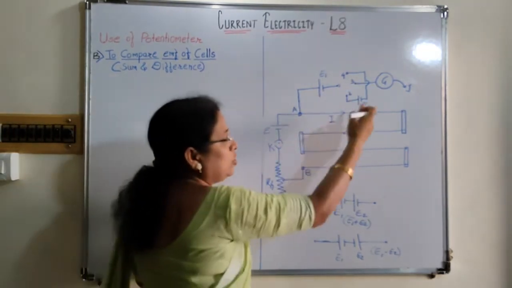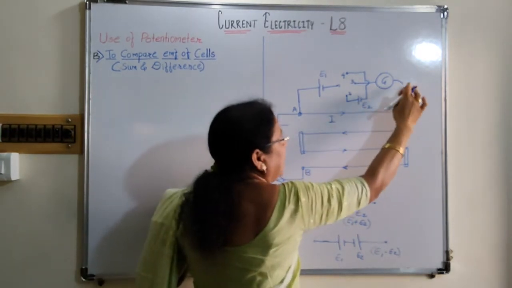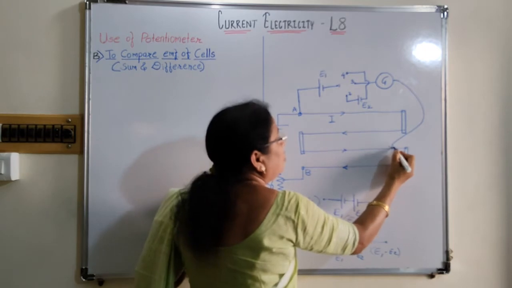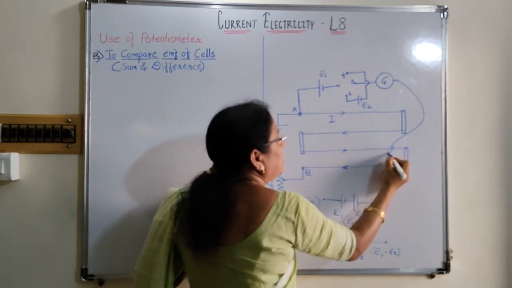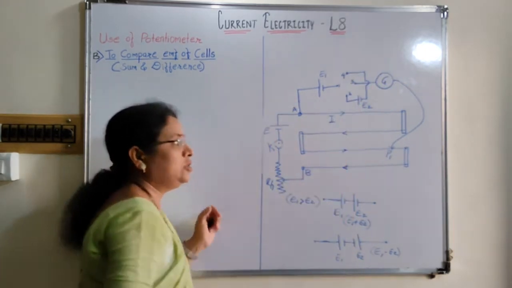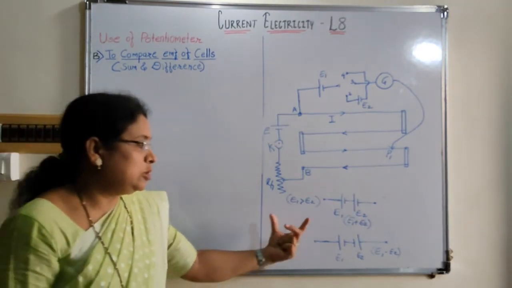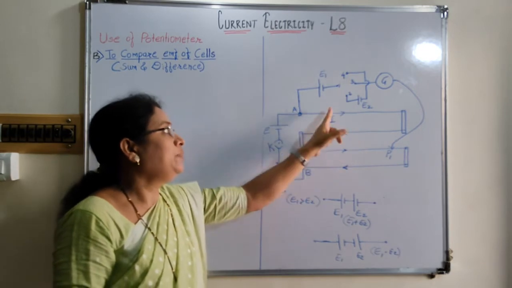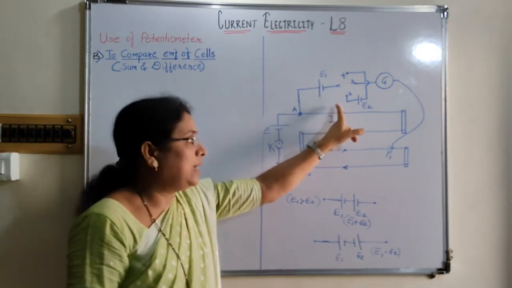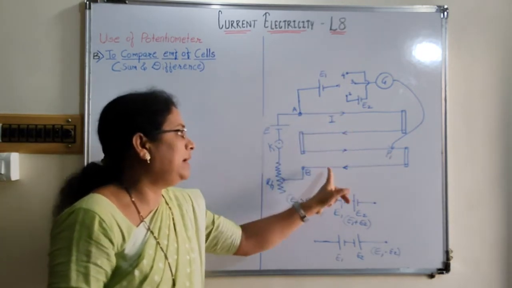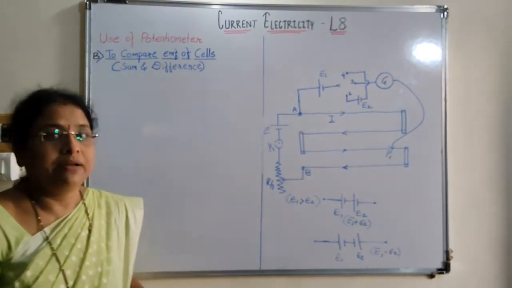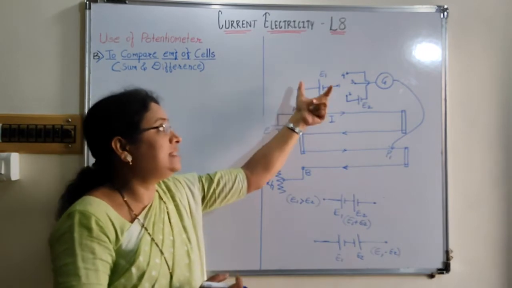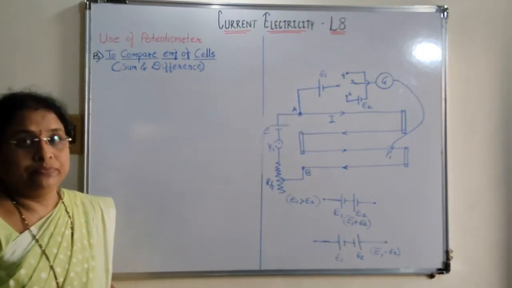And then touch the jockey at different points on the potentiometer wire and obtain the point P1 on the wire so that the galvanometer shows zero deflection. Means you have to balance the sum of the cells E1 and E2 here. Then when E1 plus E2 is here and we get the balance point P1, it may be on the fourth wire or third wire. Generally we get the balance point at the larger length because there is the sum of EMF of the two cells.